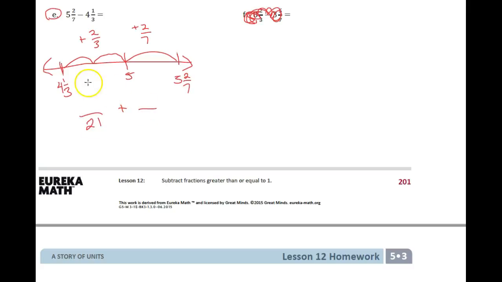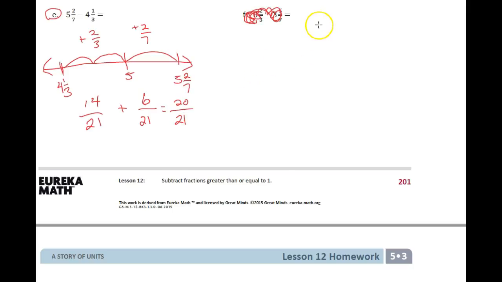We're combining these 2 to find the whole total distance from here to here, right? And we're going to go 3 times 7 is 21, 2 times 7 is 14, 7 times 3 is 21, 2 times 3 is 6. Now when you add those together, 14 plus 6 is going to get you 20. What size are your pieces? 21 gives you a whole.